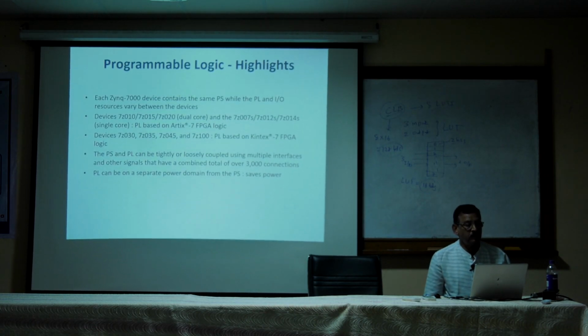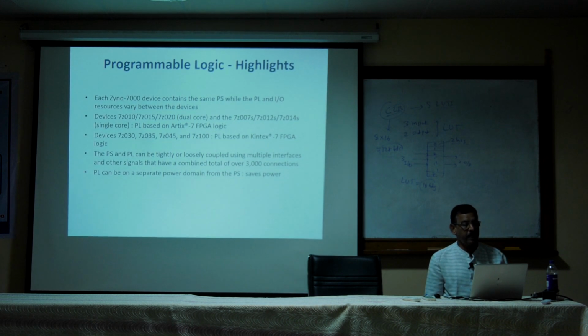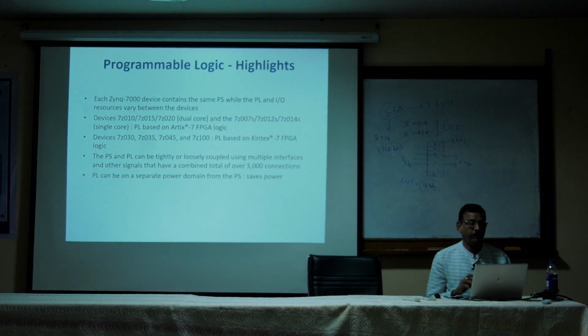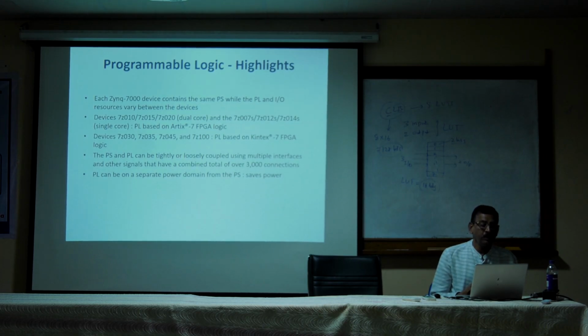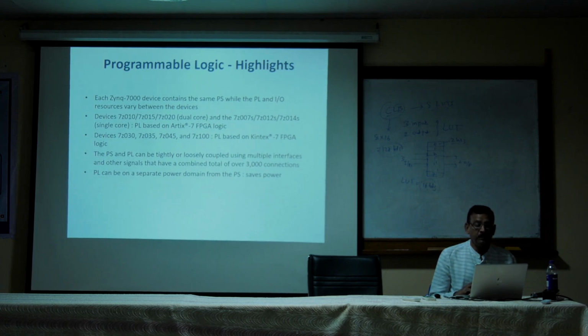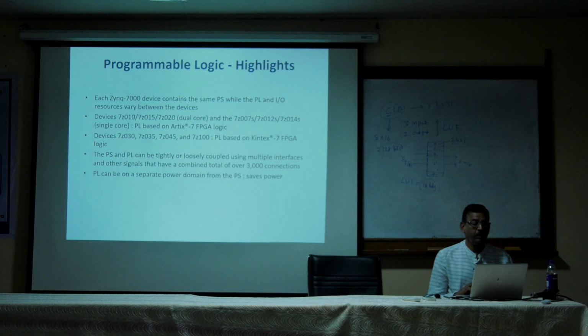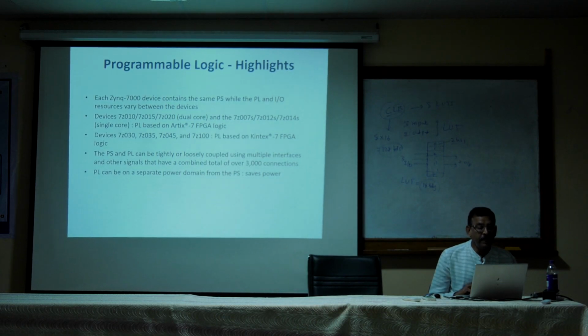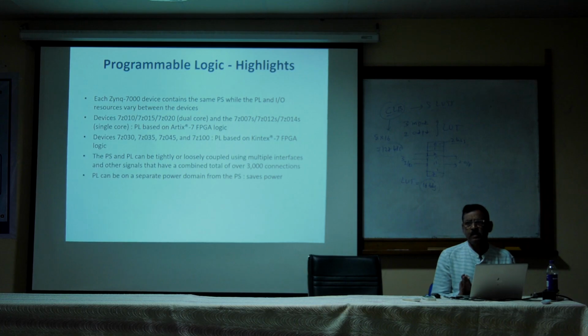Each Zynq 7000 device contains the same PS, with PL and IO resources varying between the devices. There are different types of 7000 series devices, Zynq devices. So, 7010, 7015, 7020 are dual core, whereas 7007, 7012, 7014 are single core only. The PL is based on Artix-7 series FPGA logic. PL is Artix-7 only, all Artix FPGA fabric.